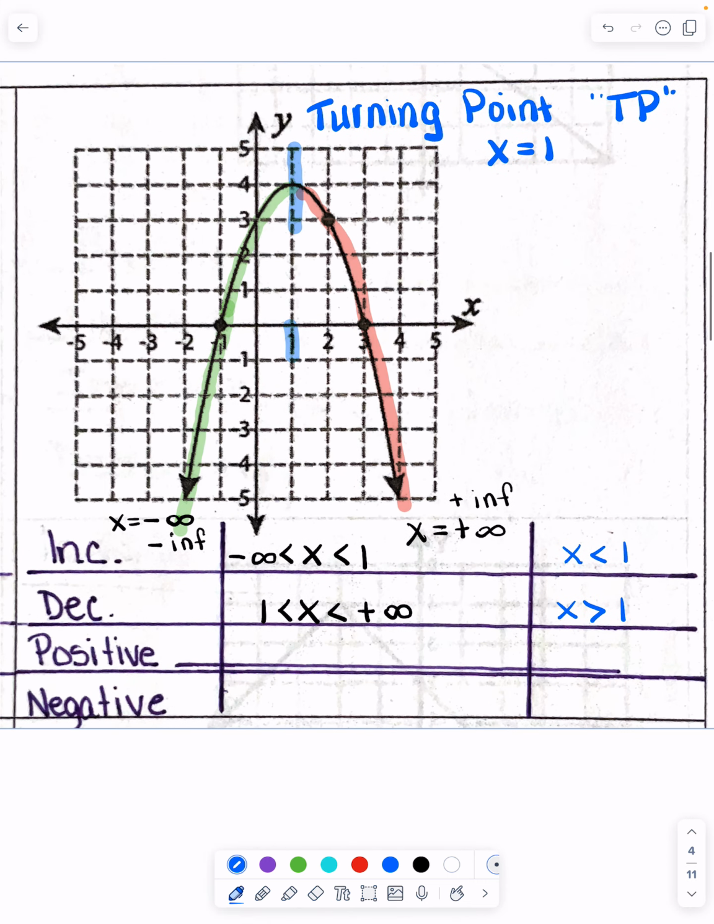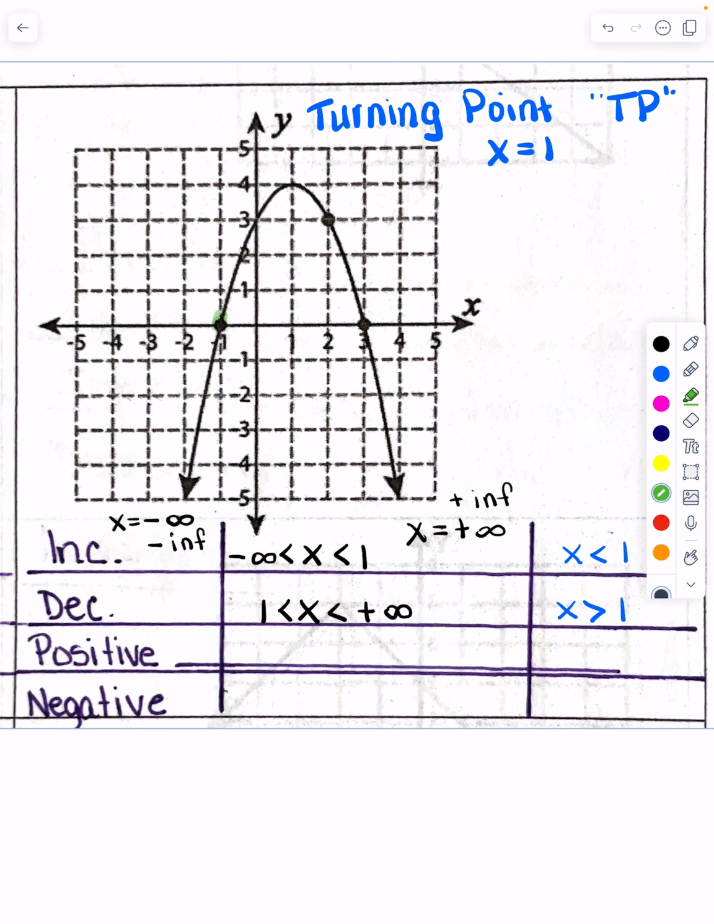So here, if we have this graph, and I said, when is it positive? When is it negative? Positive is above the x-axis. Negative is below the x-axis. So when was it positive? It was positive from -1 to 3. So it was positive when x is between -1 and 3. When is it negative? It was negative between -infinity and -1.